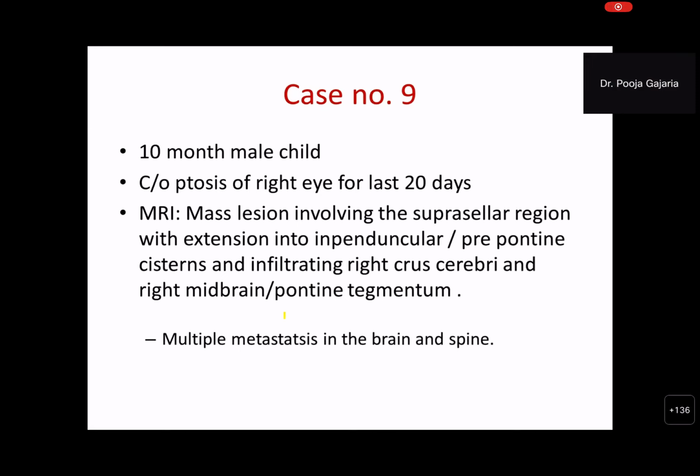Who is taking? Kumudini, you are taking? Yes, sir. Case number 9 is a 10-month male child with complaint of ptosis of right eye for last 20 days, and a mass lesion involving the suprasellar region with extension into interpeduncular and prepontine cisterns and infiltrating the right cerebral peduncle and right midbrain. So there is a suprasellar mass lesion going into the prepontine region. A mass in a 10-month-old baby, less than a year, with multiple mets in brain and spine. What is this morphology?